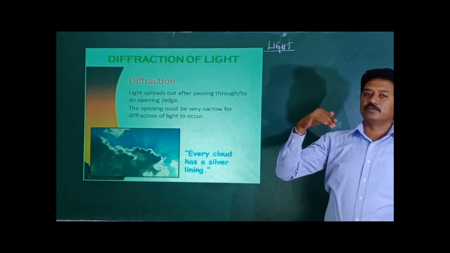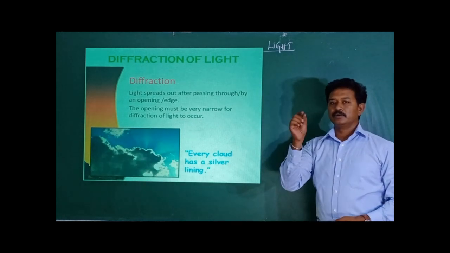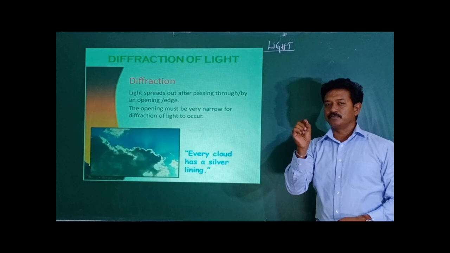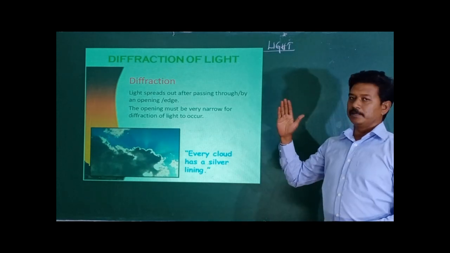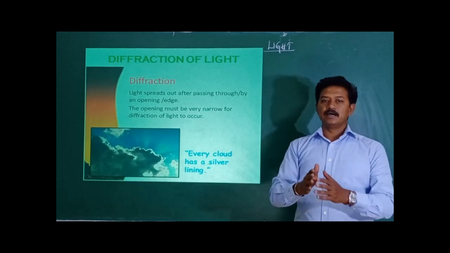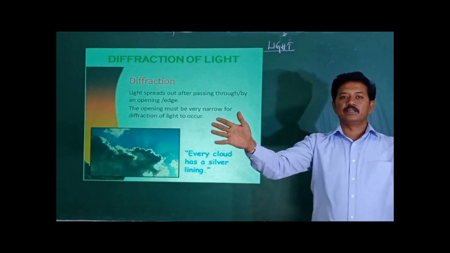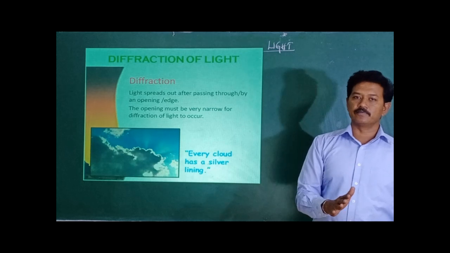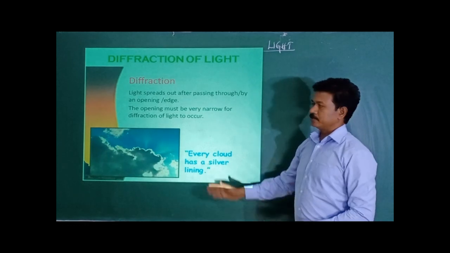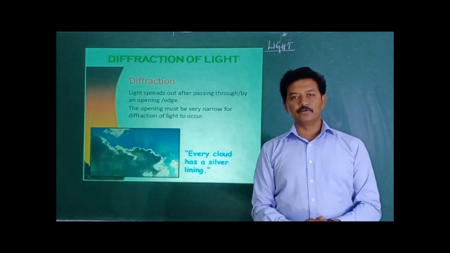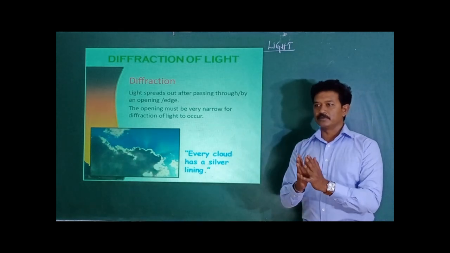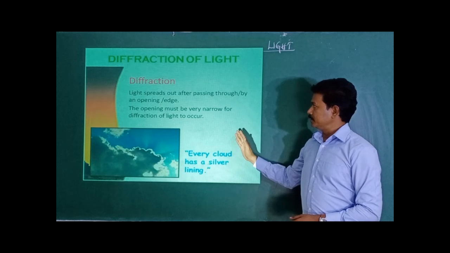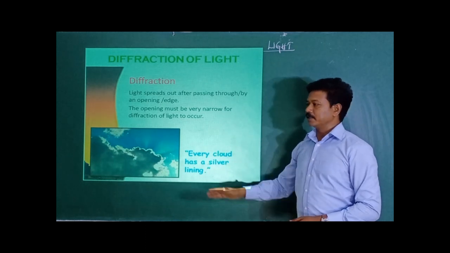So if you want to see that property of light, you have to keep the slit very, very narrow. This property of light, when it passes through a narrow slit and gets distributed in all directions, is known as diffraction of light. So light spreads out passing through an opening or an edge, that is, a narrow slit. We can see this property in nature also.